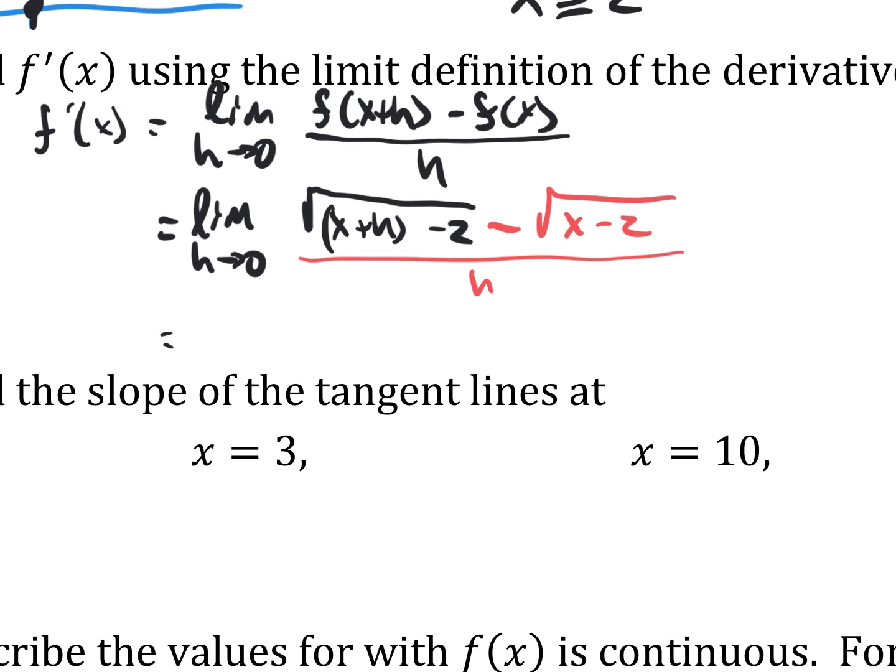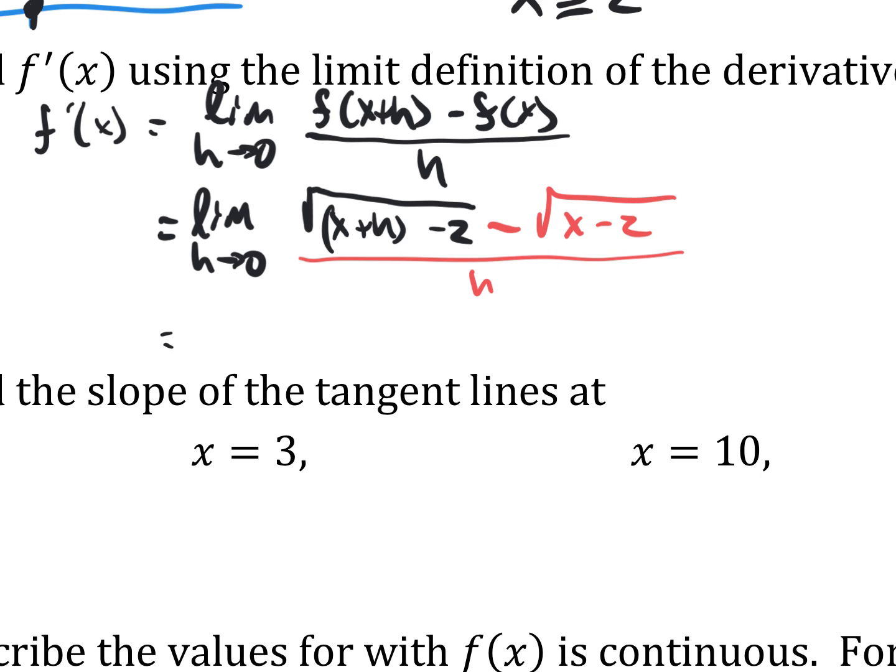So let's clean it up. Well, how do we find this limit? Can we just plug in 0? Let's give it a try. If you plug in 0, this becomes the square root of x minus 2, minus the square root of x minus 2. The top is just 0. So if you plug in 0, we get 0 on top. If you plug in 0, we get 0 on the bottom.